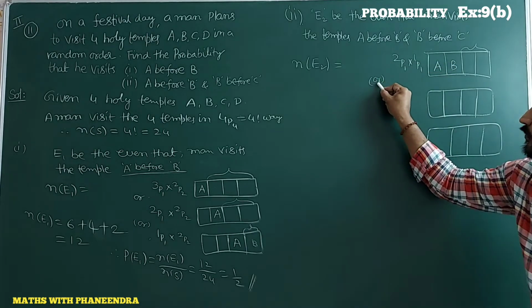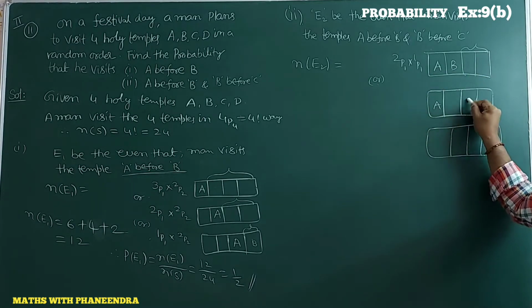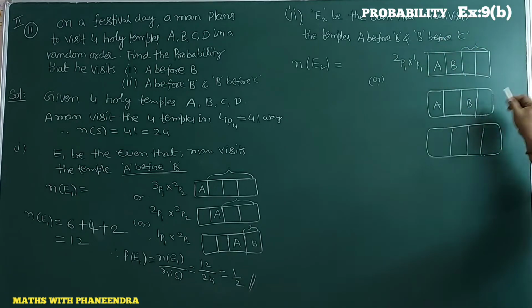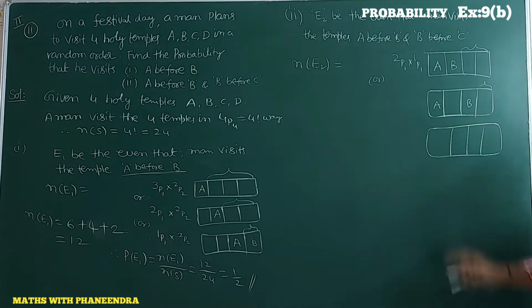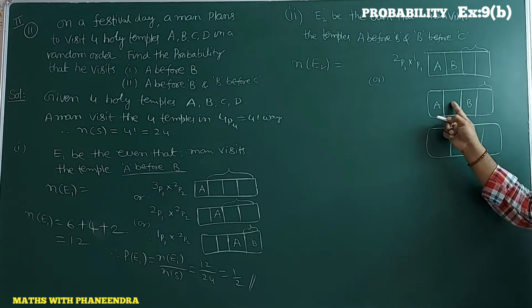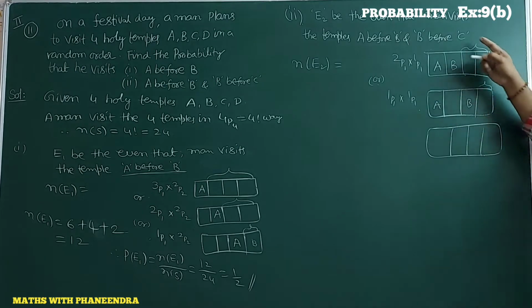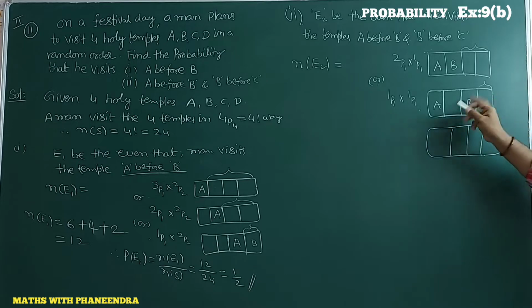Or suppose the situation is A, B compulsory should be there. Like this you can take A before B, it will be done in the possibility. And B before C. So C should be here. It can be done in one place. D automatically will be here. So 1P1 into 1P1. Only one possibility is there for the C. B before C. Only C should be here.